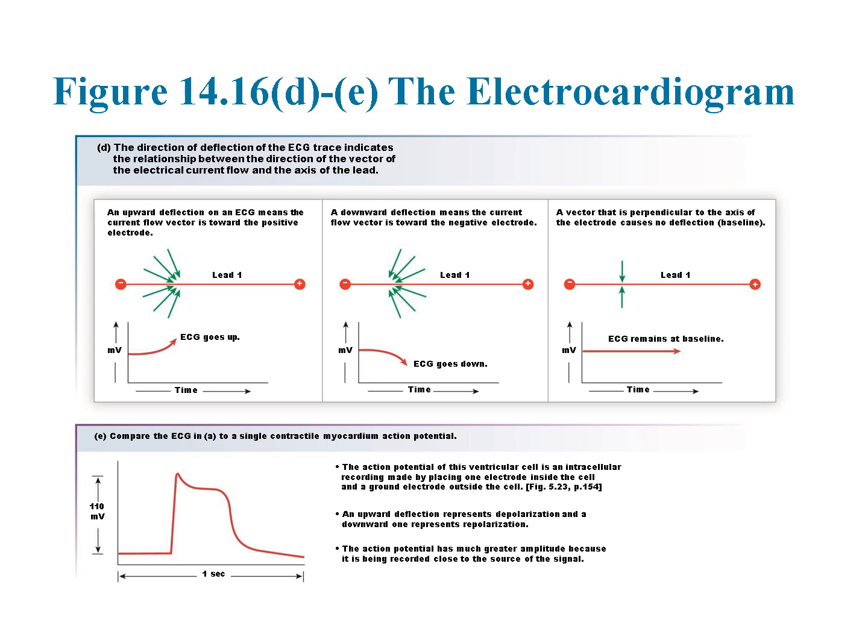The third diagram shows that if the electrical vector is perpendicular to the axis of the electrode, no deflection occurs, and the ECG remains at baseline. This means there is no net movement toward or away from the electrode.